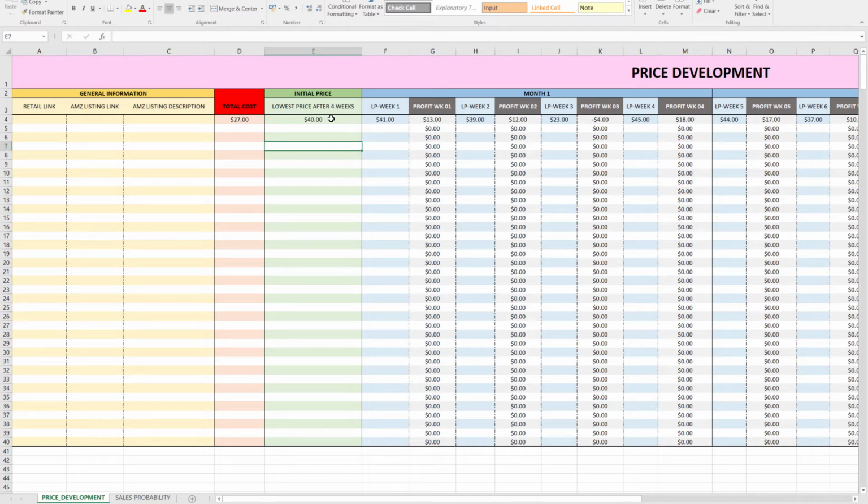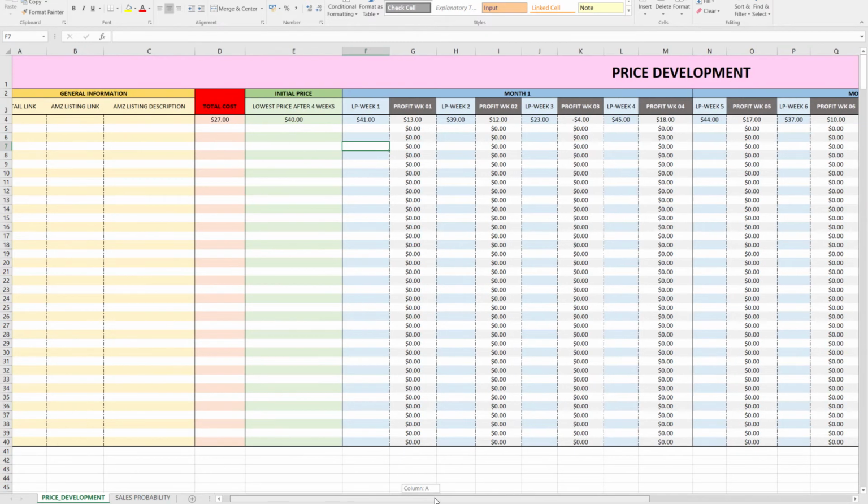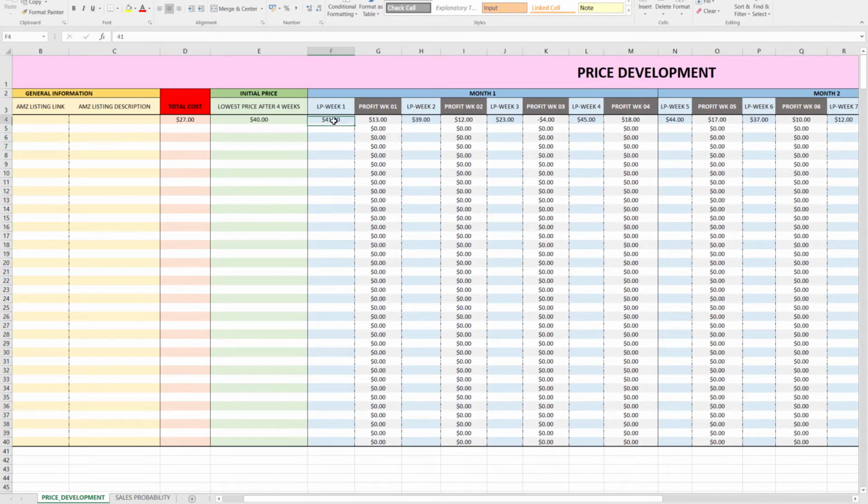Okay, now again, the rest of it kind of makes sense, right? So lowest price for week 1, so after 4 weeks check in the week after and fill in the amount, right? And just fill in the lowest amount.